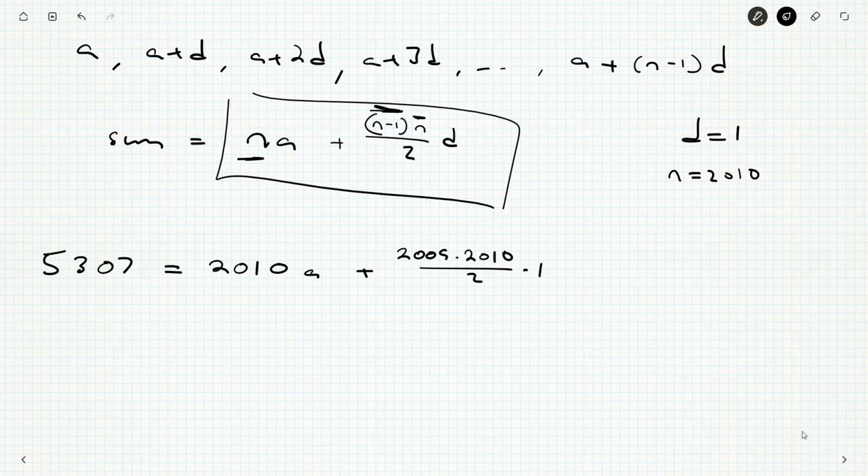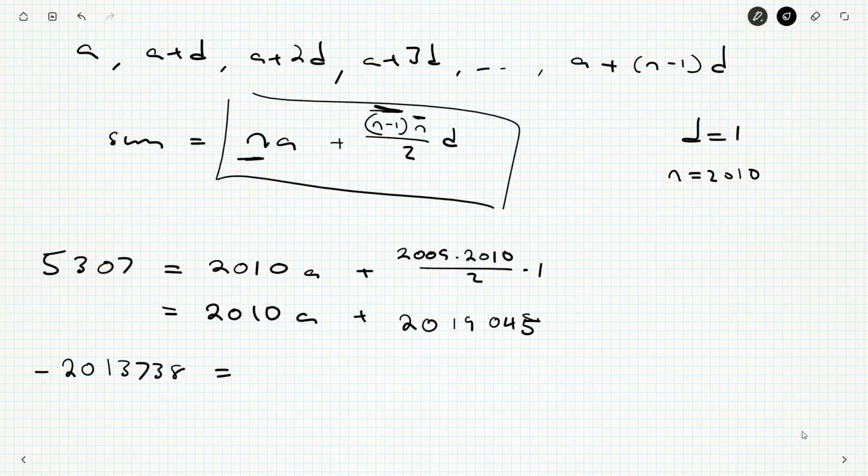a ridiculously big number. So we get 2010A plus 2,019,045. Really big, but that's okay. We'll bring it over to the other side, so subtract that and add on 5307. And so I'll get negative 2,137.38 is 2010 times A.